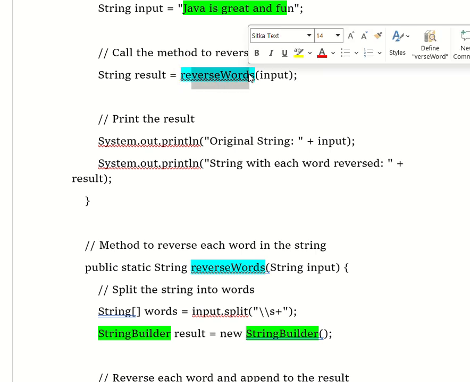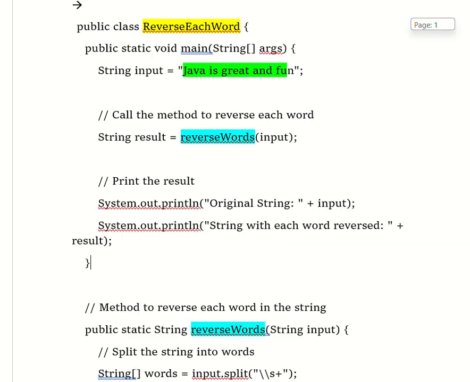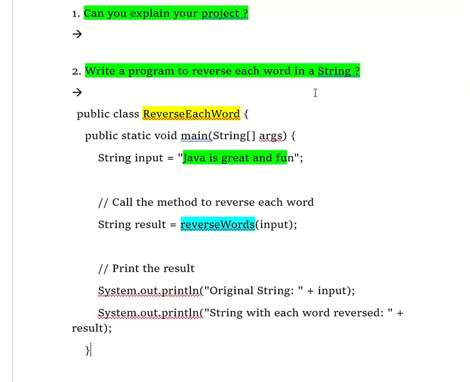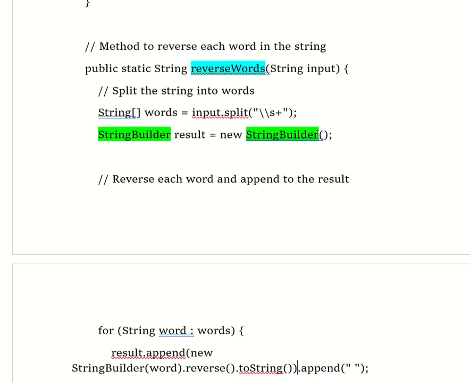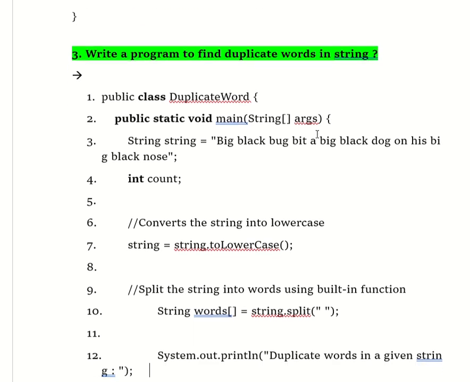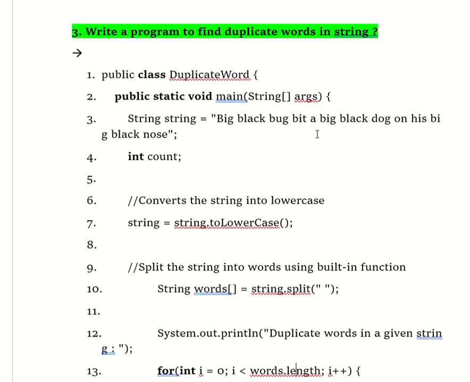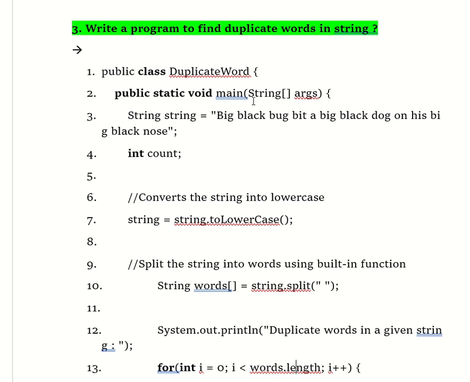Here we are calling this method. In this way, we reverse each word in a string. The second question is, write a program to find a duplicate word in a string. This question is also a program, so we will see this program.